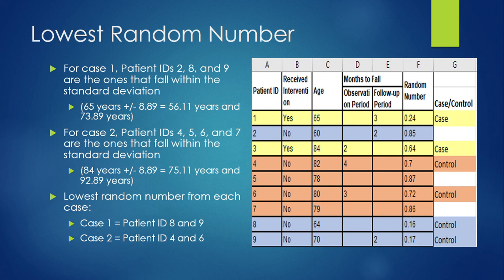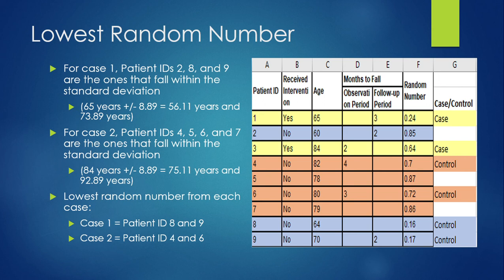For case 2, we found out that patient IDs 4, 5, 6, and 7 are the ones that fall within the standard deviation. We know this by taking the age from the second case, which is 84 years, and doing the same thing. We add and subtract 8.89, which is going to give us 75.11 years and 92.89 years.